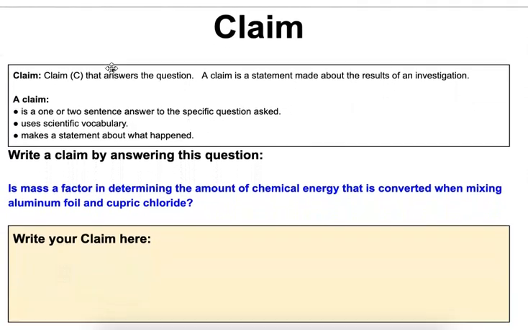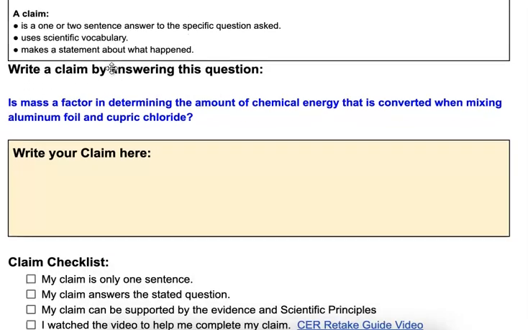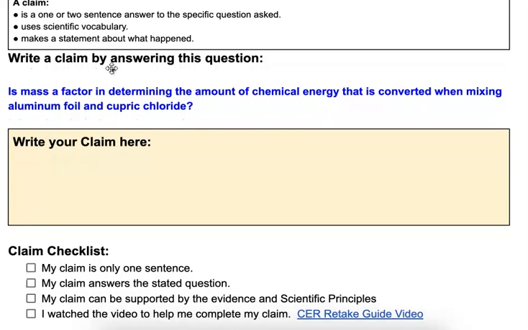When you write your claim, it should only be about a sentence or 2. Use the information in the claim box provided here to help you write your claim. Remember, you are only answering the question that's being asked of you, and think about the data that's being provided and the scientific principles that are being provided to you, and use that as you try to write your claim. So again, the question you're answering is: is mass a factor in determining the amount of chemical energy that is converted when mixing aluminum foil and cupric chloride?